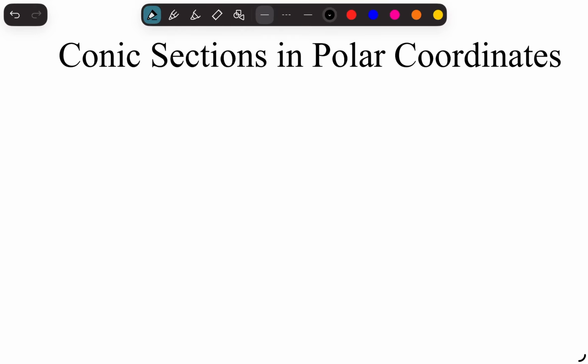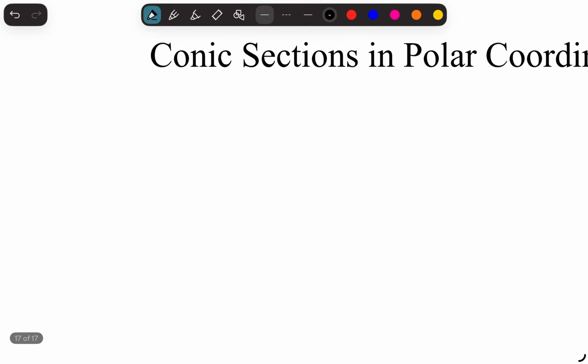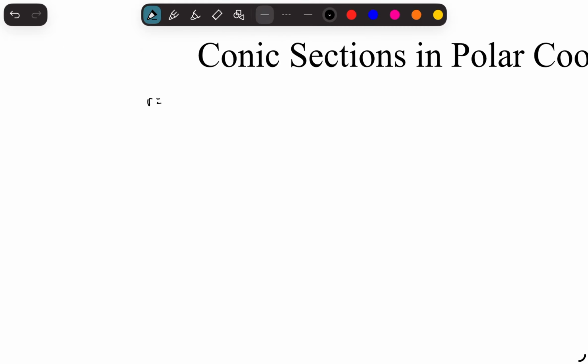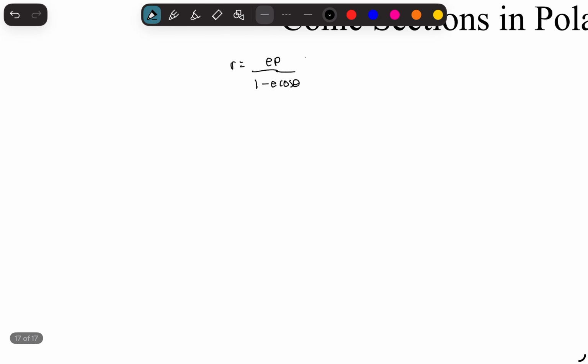In this video, we are going to graph conic sections with polar coordinates. So we're going to start off with our forms of polar equations. We have r is equal to EP over 1 minus e cosine theta as our first one, and this involves a definition with the focus and also eccentricity.